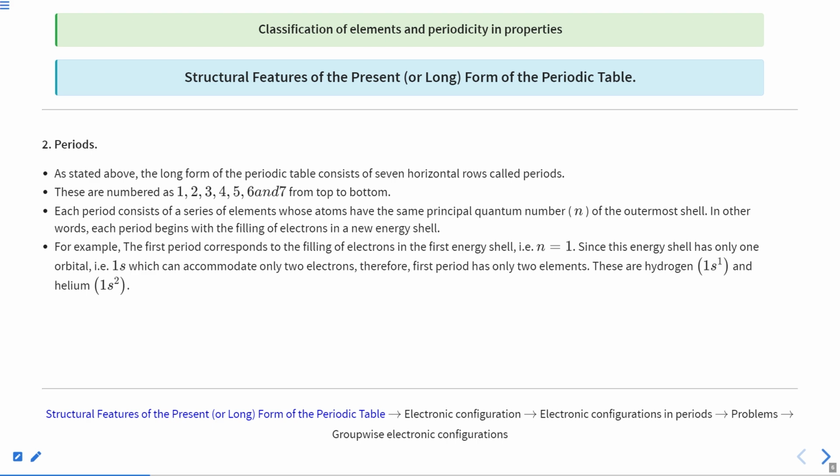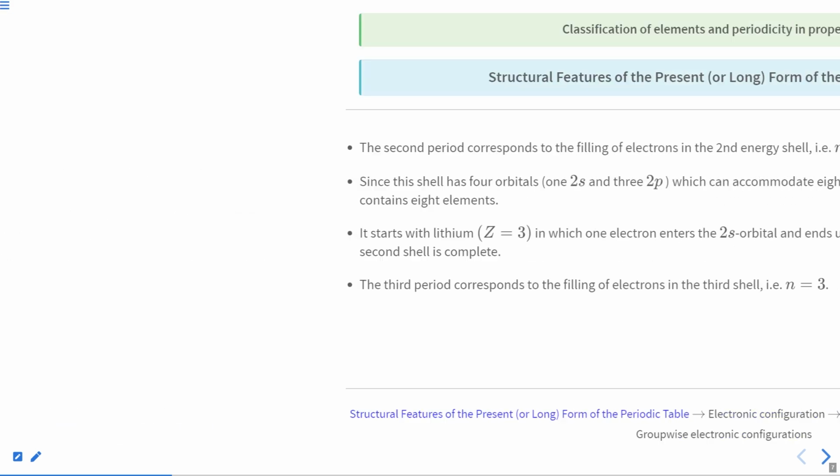So if you are filling 3d, then you are filling the third shell, so we will fill the third shell only. The subshell can vary, of course, but the shell will not vary, right? For example, the first period corresponds to the filling of the first shell. So n is equal to 1. The first shell is filled in this case, so it consists of only two elements, hydrogen and helium.